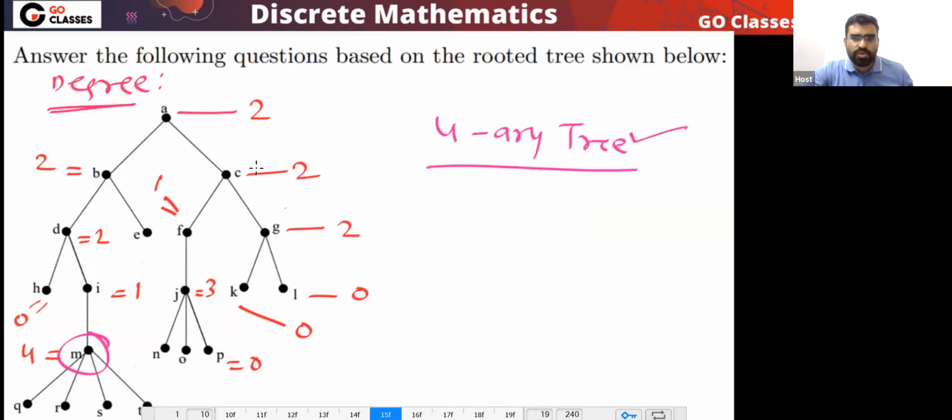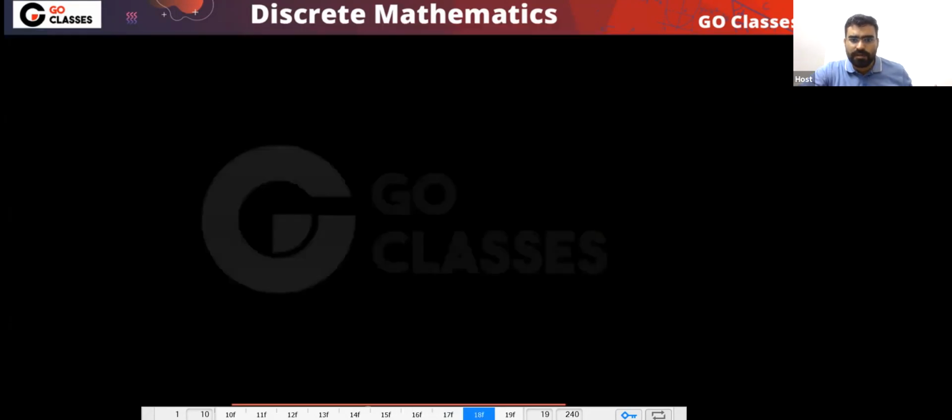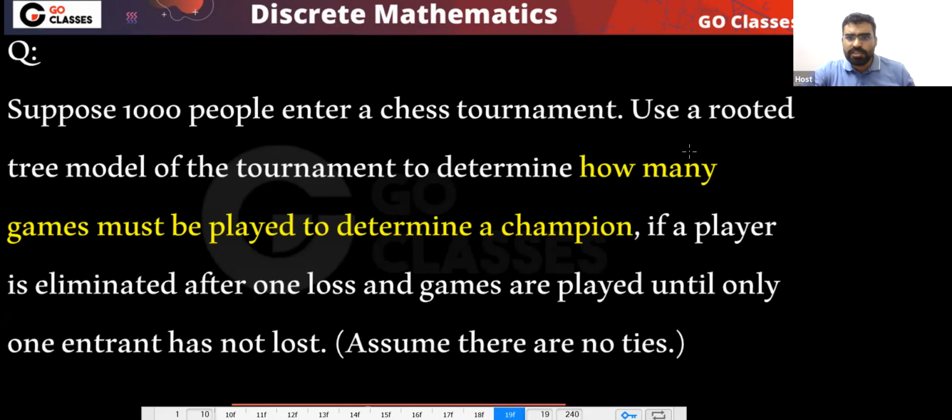Next, what is the height of this rooted tree? Height of this tree means height of the root. Height of the root means from root to the farthest leaf. So number of edges: 1, 2, 3, 4, 5. So the root height will be 5. Okay, very simple.